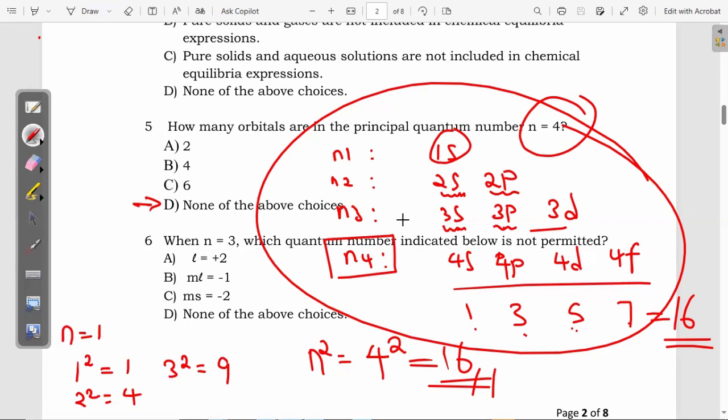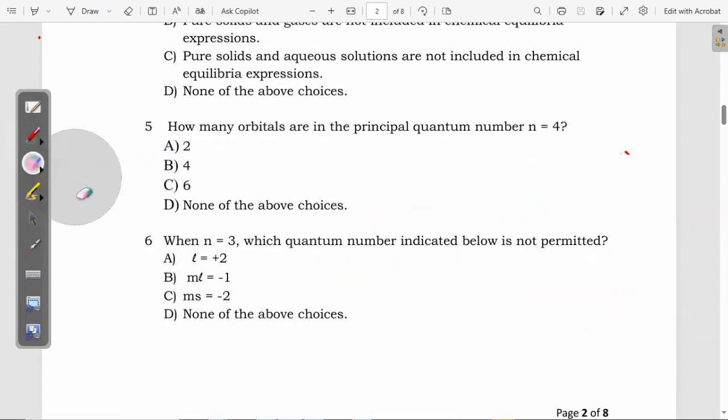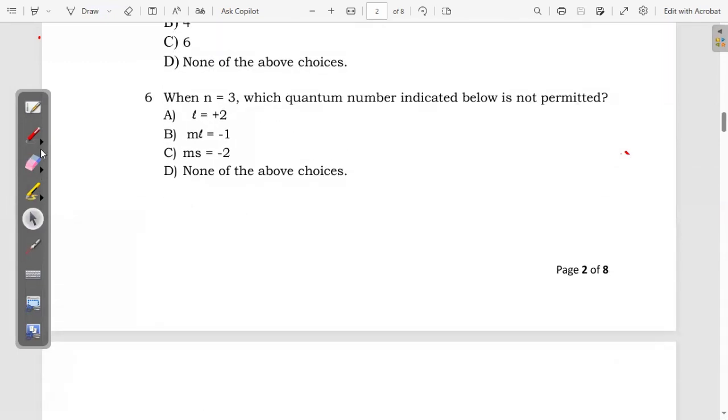But if you forget whatever I was doing, just say that the number of orbitals is equal to n squared, where n is the principal quantum number. Then you get the answer easily. So there we see that there's no answer there. There's no 16. So we choose none of the above. Okay. So we move on unless there are questions. I'll only stop when you have a question.